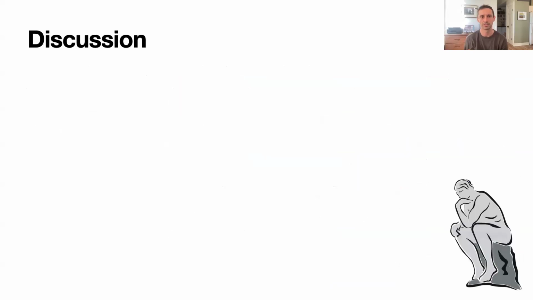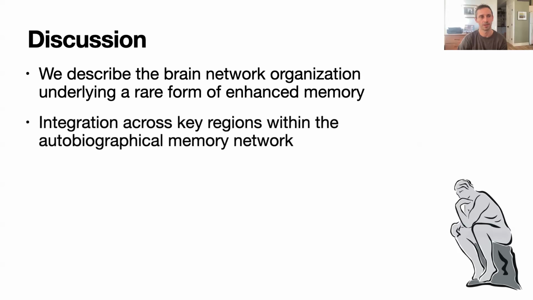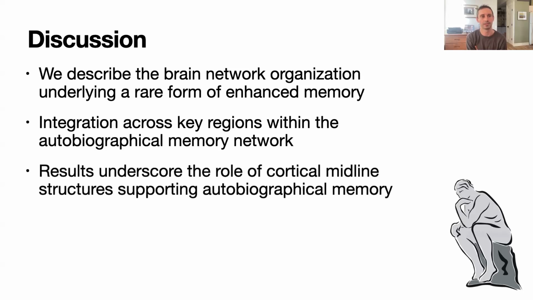And just to summarize these findings, here we describe brain network organization underlying this rare form of enhanced memory. And we highlight increased connectivity within midline cortical structures in a cohort of HSAM. The integration of these memory-related regions using our seed-based analysis shows a sort of autobiographical memory network, which is enhanced or more connected in HSAM. And these results overall underscore the role of cortical midline structures supporting autobiographical memory.